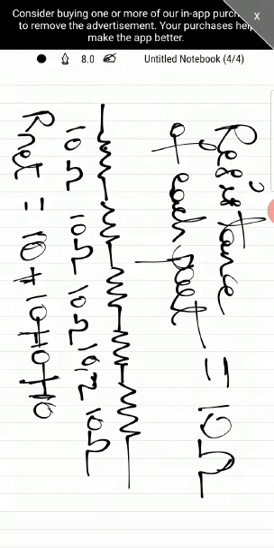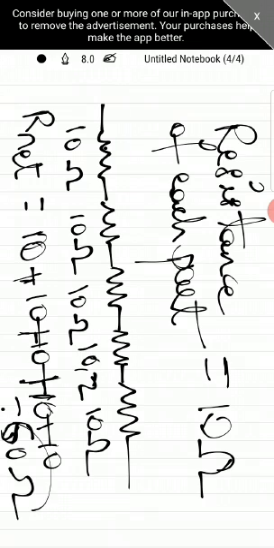So we have here 5 tens, 10 plus 10 plus 10 plus 10 plus 10. So finally net resistance is 50 ohms. So 50 ohms is the answer.